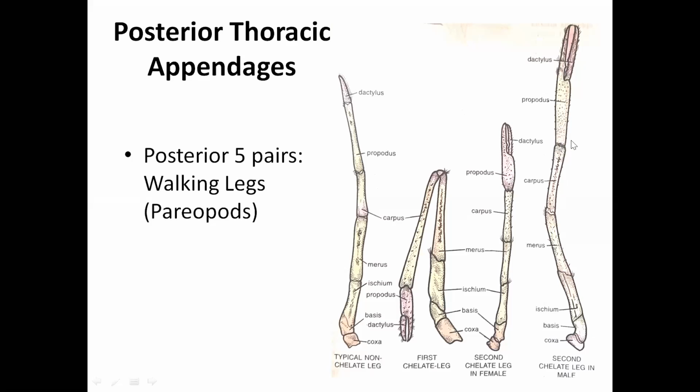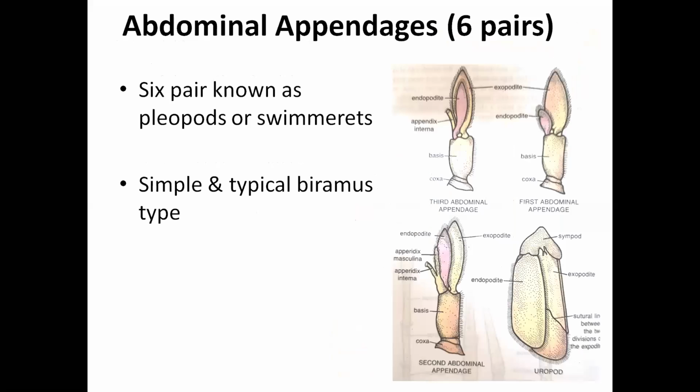Okay, so this is the second ciliate leg of female and this is the second ciliate leg of male, and this is the typical structure of the first ciliate leg, and this is the typical structure of the three non-ciliate legs. Okay, so it has two ciliated legs and three non-ciliated legs. Clear? Clear to everyone? Yes, ma'am. Okay, now the abdominal segment.